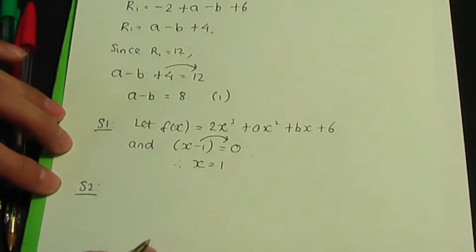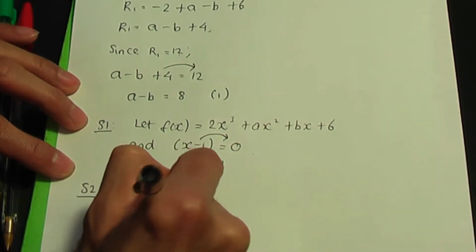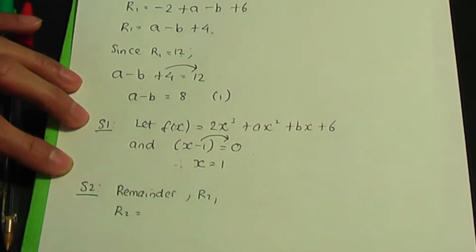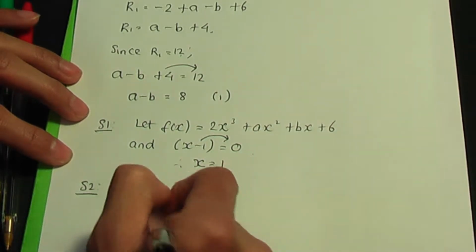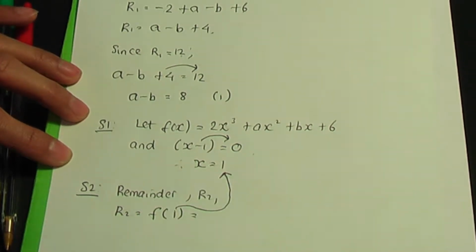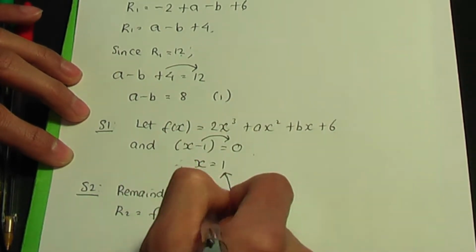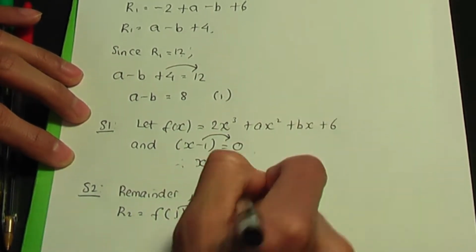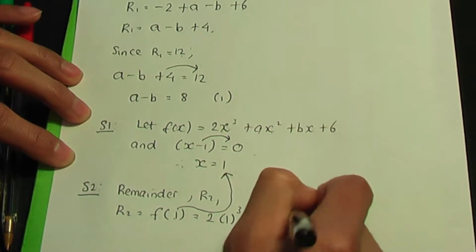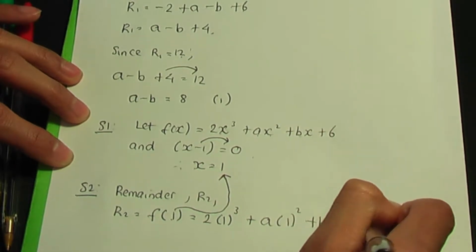So this takes us to step 2 of the remainder theorem. Let's call this remainder that we're calculating R2. So R2 is the remainder to the second part of the problem. R2 will be f of the value of x in step 1, which is 1. So if I replace the x's in f of x by 1's, we're going to have 2 into x, which is 1 cubed, plus a into x, which is 1 squared, plus b into x, which is 1, plus 6 at the end.